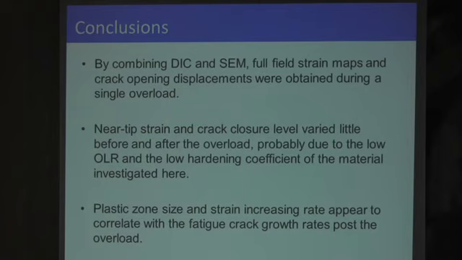So to conclude, they have combined DIC and ICM to work on full field strain and opening displacement over a single overload. What they say is that the results seem to show that the strain and the closure don't seem to vary very much. Maybe the overload ratio is low, which is true, and they also say the material has very low hardening. They attempted to use plastic zone size and strain increase rate to correlate with the crack growth rate.